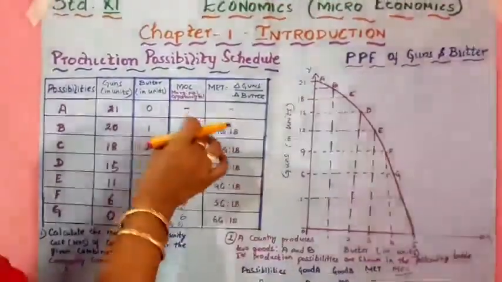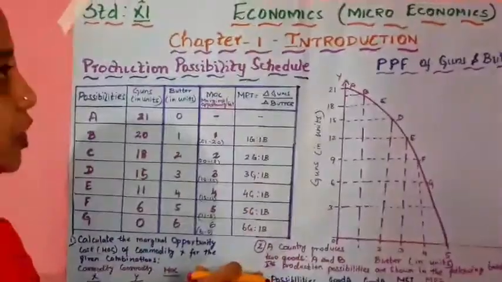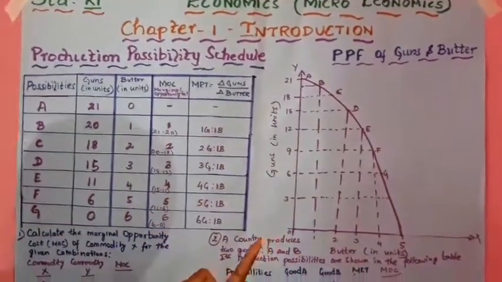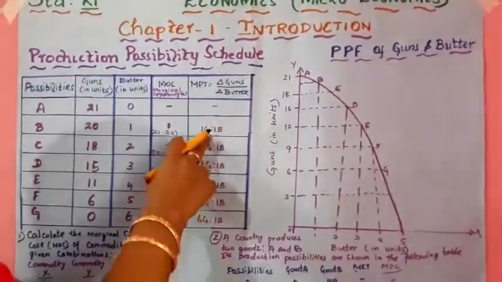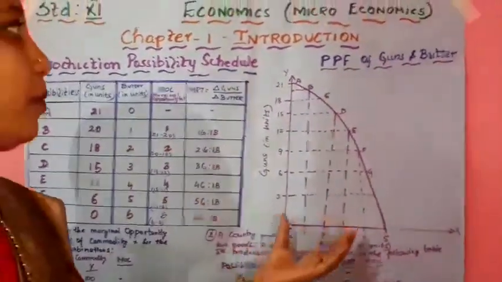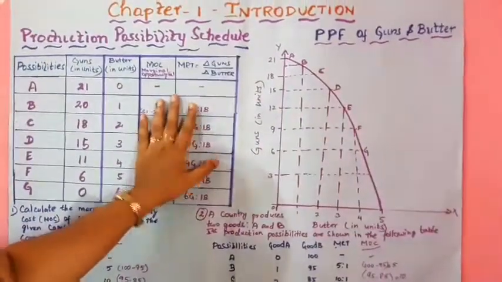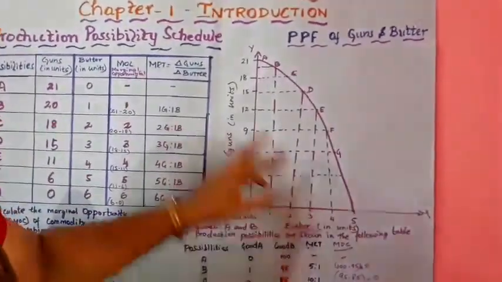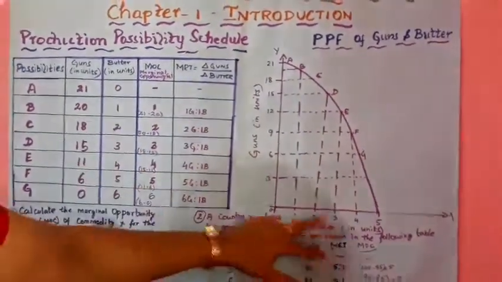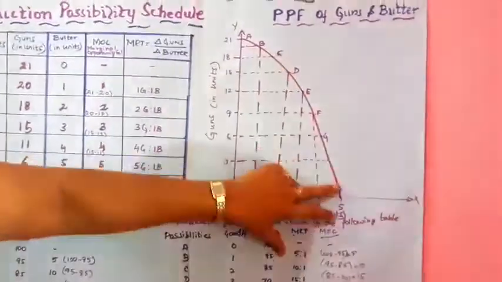MRT is what? For one unit of this, the combination of ratio with the other unit, that is with 1 butter. Okay, so 1 gun is to 1 butter, like that similarly. And this is the production possibility curve, that is you are taking this schedule into your points and you are making the curve here. In the normal graphical representation, you point out everything, x-axis, y-axis, and then the points you have to make out and draw the curve.